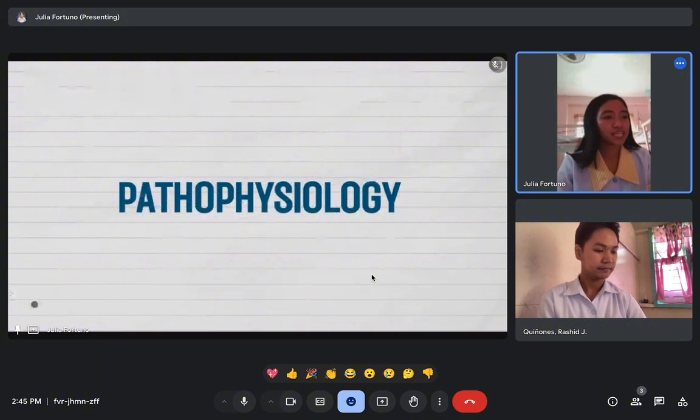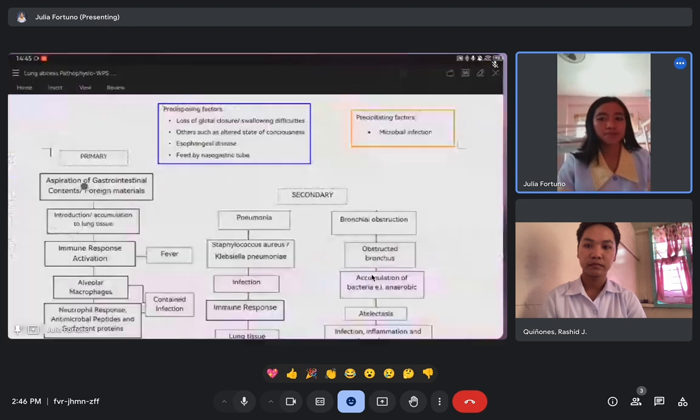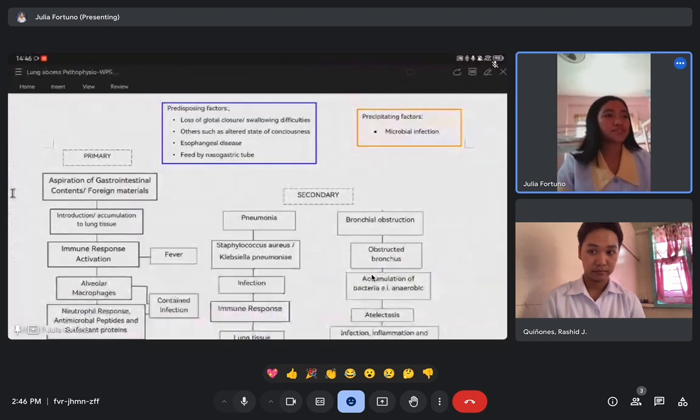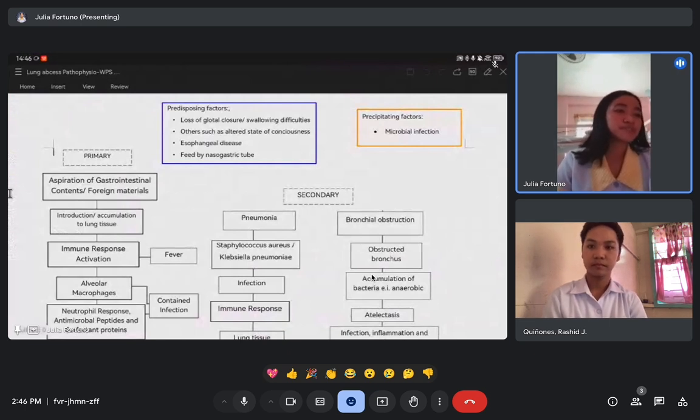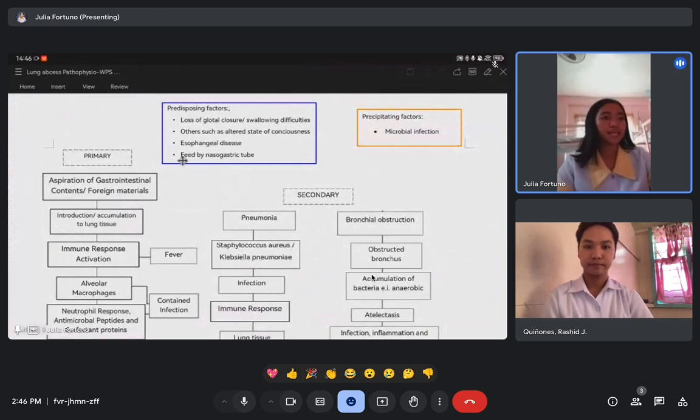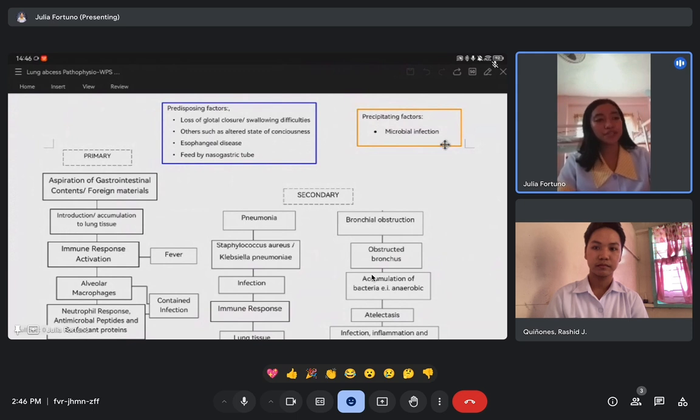For the pathophysiology, the first are the predisposing factors, which are the loss of glottal closure or swallowing difficulties. The others, such as altered state of consciousness, those on a post-op patient, are mostly these. And next is esophageal disease. And lastly are the patients that are fed by nasogastric tube. The precipitating factors are the microbial infection.